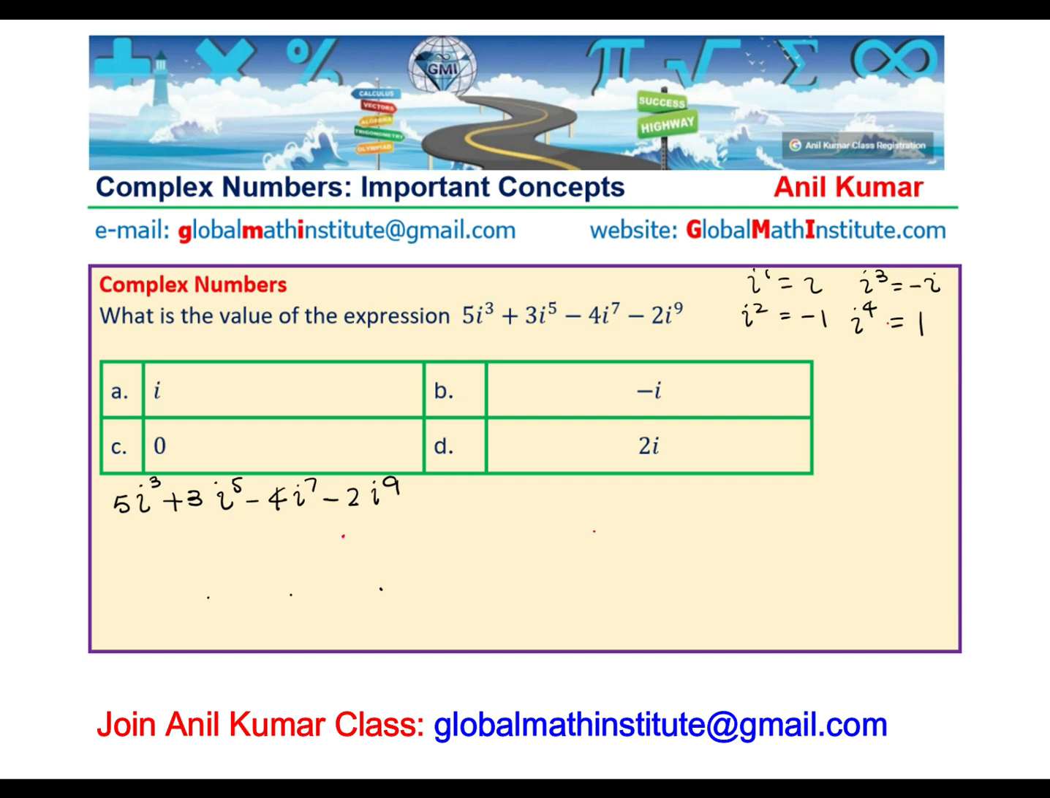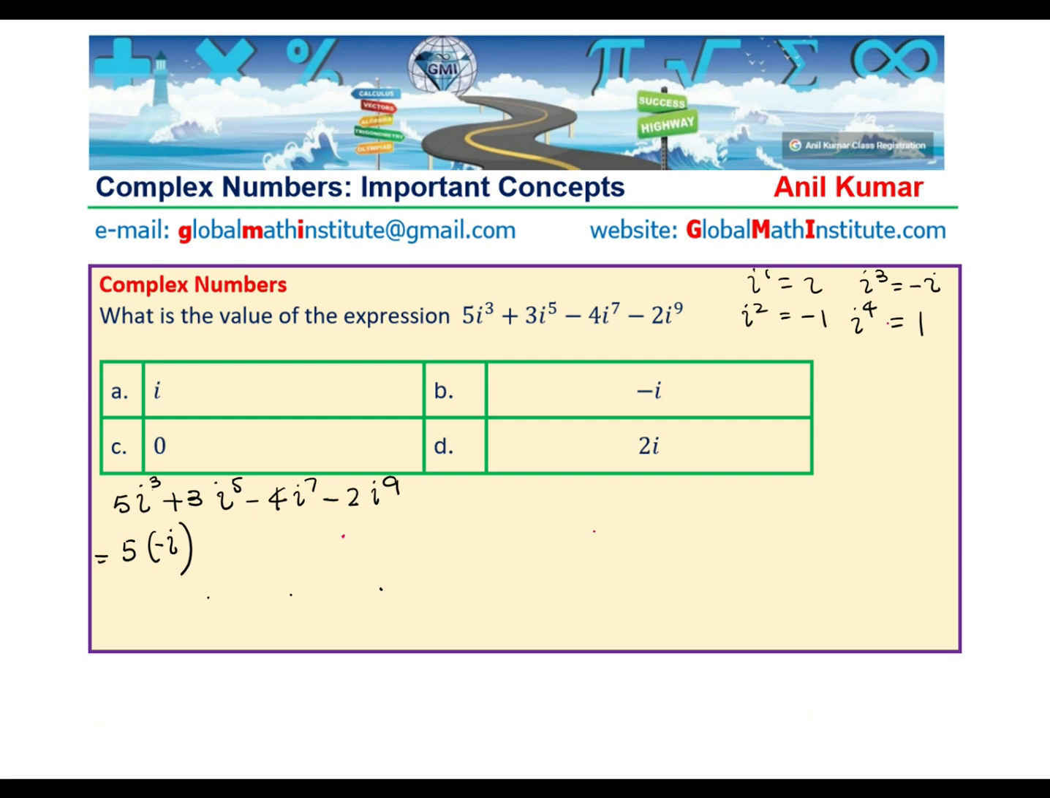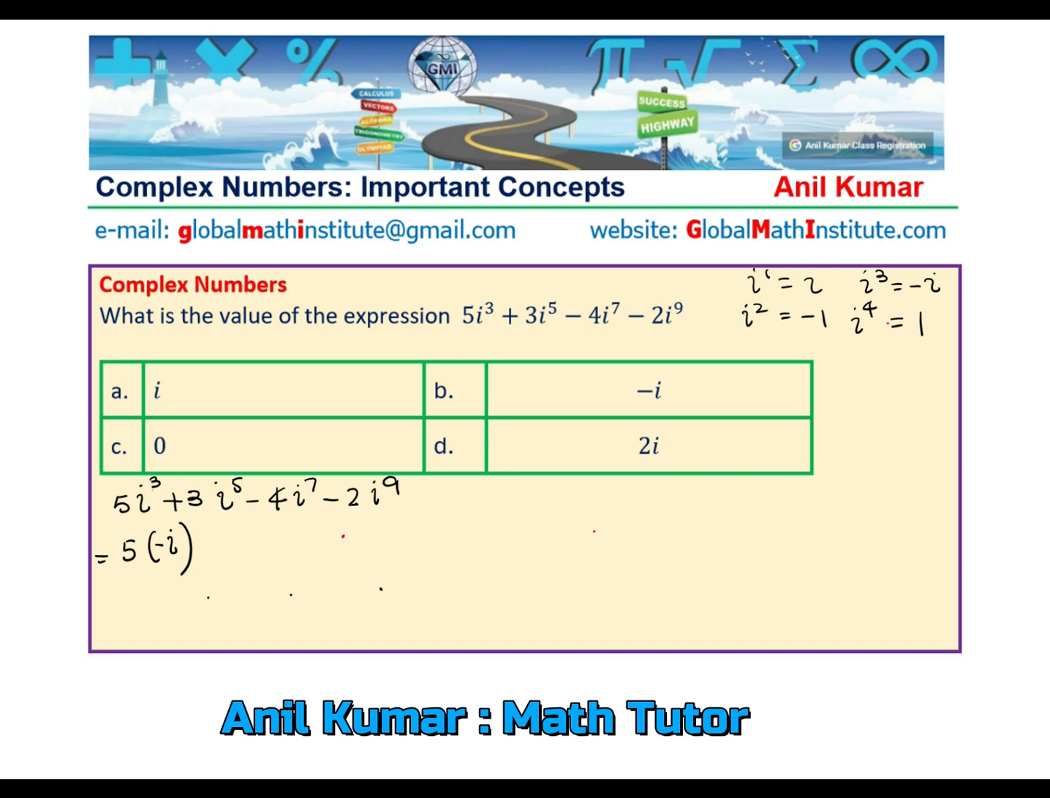Therefore, it is a good practice to write in terms of i to the power of 4 for any higher powers, correct? Or multiples of 4. Well, i cube is known to us as minus i, so I could rewrite this as 5 times minus i. Also note that all these powers here are odd, and therefore there won't be any real number in this. All will be i's, right? Imaginary numbers which we have to add or subtract.